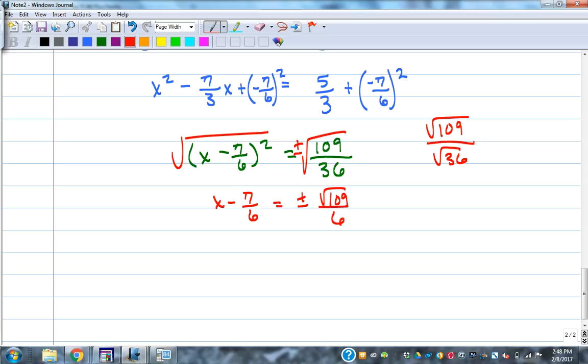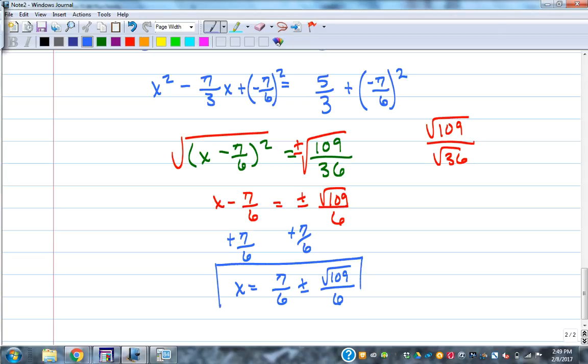That's okay. Now get x by itself. Plus 7/6. x equals 7/6 plus or minus square root of 109 over 6.